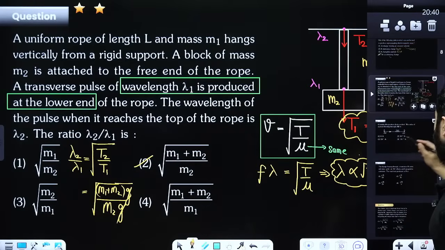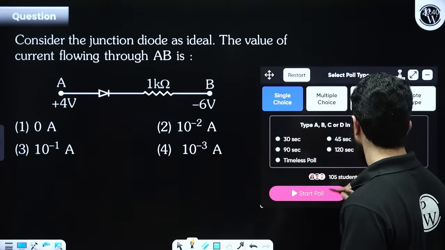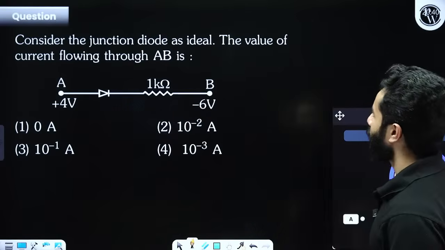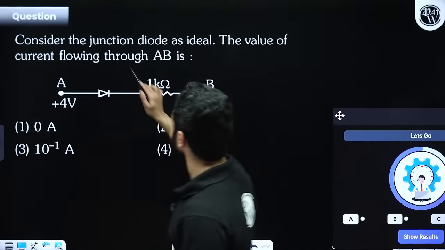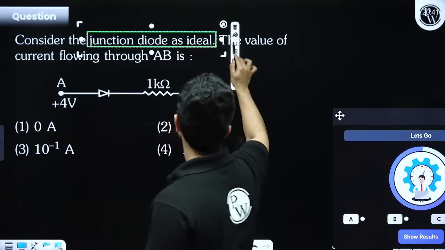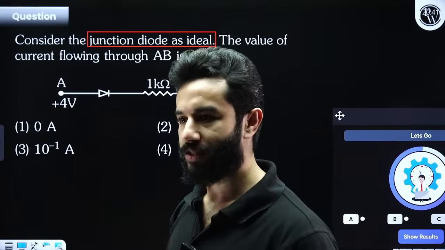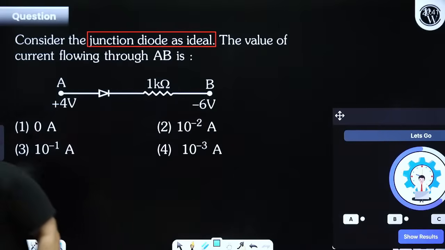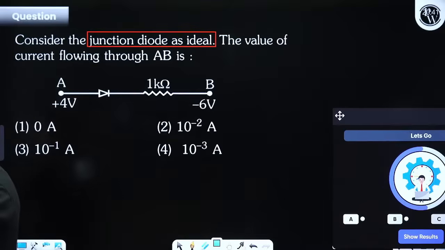Chalo, moving on to the next question. This is not very difficult. Easy. Let's start, 60 seconds. You only have to find out the current flowing through AB, and the diode is ideal. Ideal basically means that it will not have any resistance. The diode is resistance free, with no forward resistance. Second is correct. There was some confusion regarding T1 and T2, but now it's absolutely correct. Be quick.